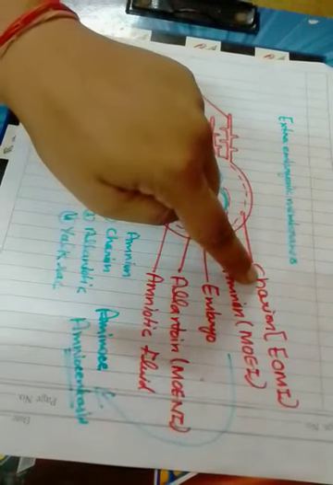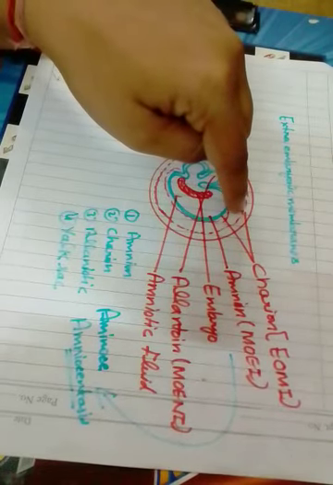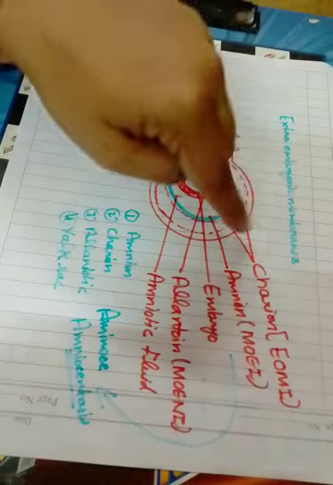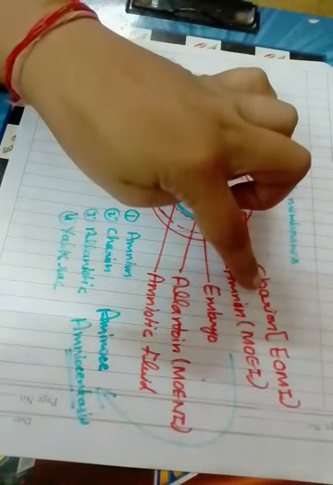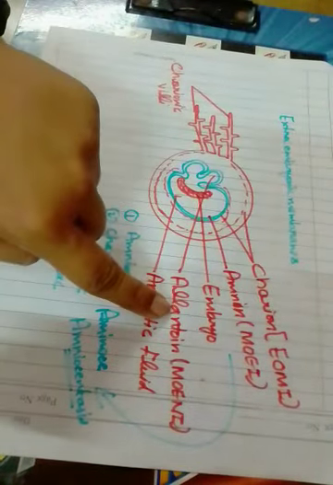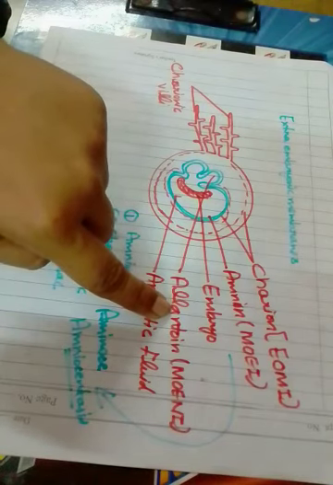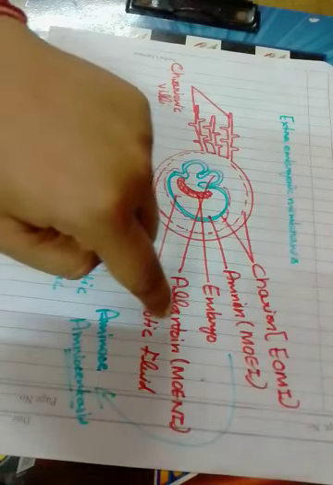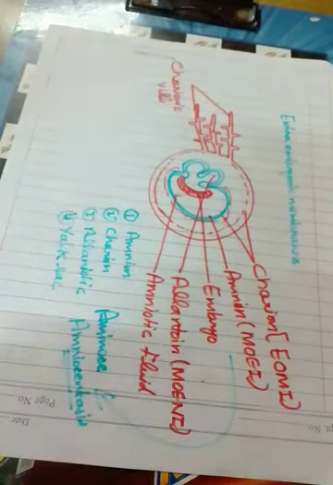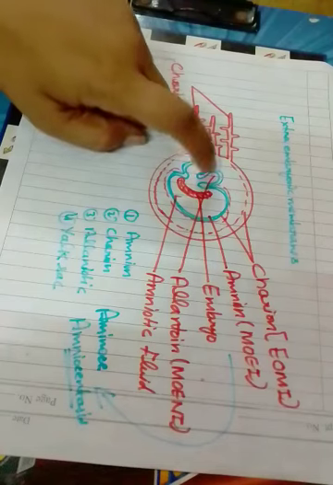Chorion is lined by ectoderm externally and mesoderm internally. It helps in diffusion and respiration. For example, respiration: how does the baby breathe? Through the chorion. And allantois has outer ectoderm and inner endoderm. It is considered as the urinary bladder of the embryo. It works as a urinary bladder of the embryo.